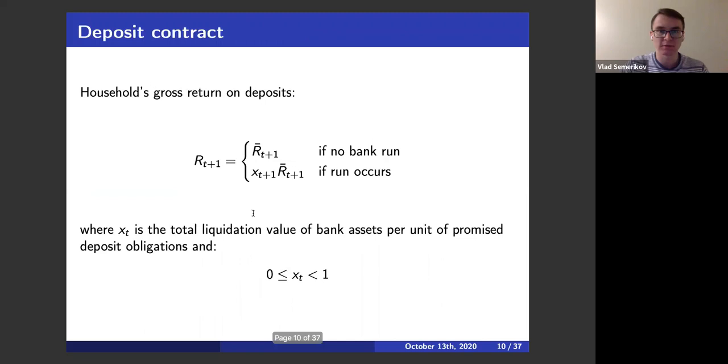The deposit contract is going to be specified as follows. R_{t+1} is going to be the gross return on deposits, and it will depend on whether the bank run equilibrium occurs or not. In case of no bank run, households are going to be paid R bar, the gross or promised return by banks. In case of the bank run equilibrium, they're going to be paid only some share of that promised return, x_{t+1}. We can think of x_{t+1} as the total liquidation value of bank assets in case of a bank run per unit of promised deposit obligations. It's assumed to be between zero and one. Further on we will also refer to x_{t+1} as the recovery rate.